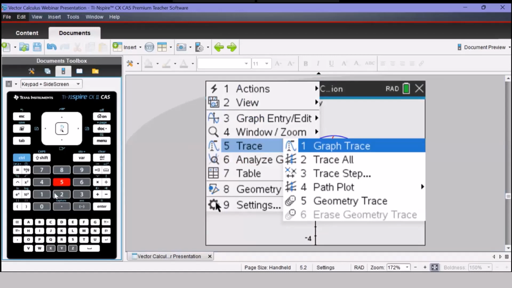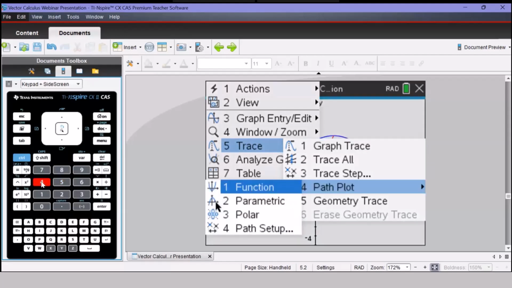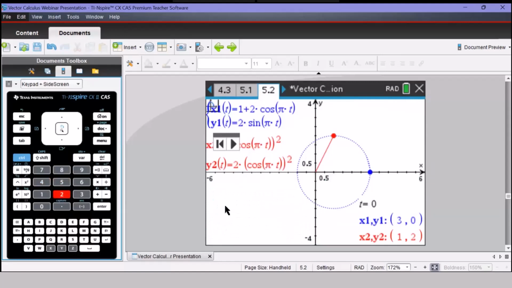We won't use graph trace here. We'll go to number 4, which is path plot, and we'll choose number 2, parametric. Quite a bit's gone on here. Looks as though we've got an animation button. We've got particles there at their initial positions. So we can see that particle 1 is going to start at (3, 0). Particle 2 is going to start at (1, 2).